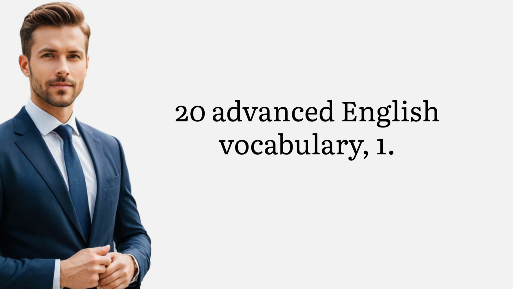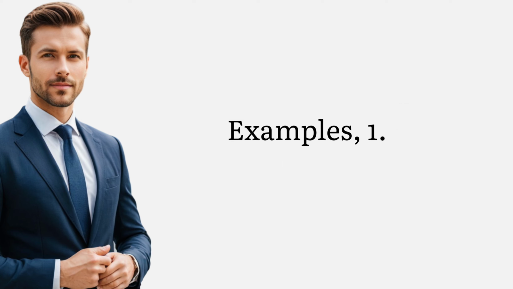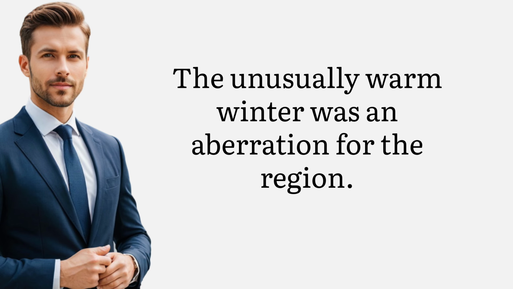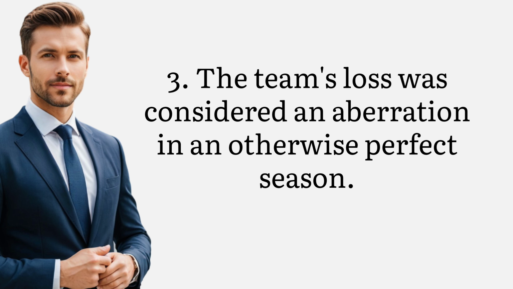20 advanced English vocabulary. 1. Aberration, meaning a deviation from what is normal or expected. Examples. 1. The unusually warm winter was an aberration for the region. 2. His behavior was an aberration from his usual calm demeanor. 3. The team's loss was considered an aberration in an otherwise perfect season.